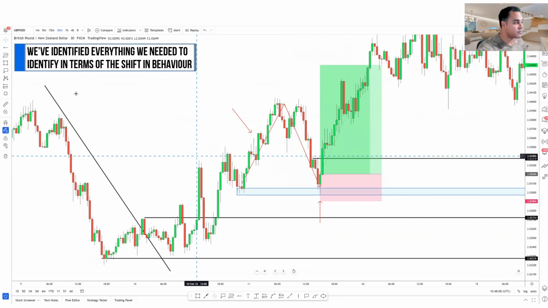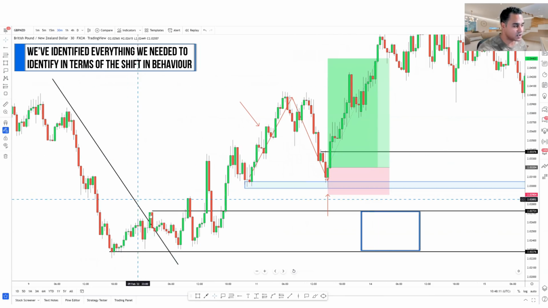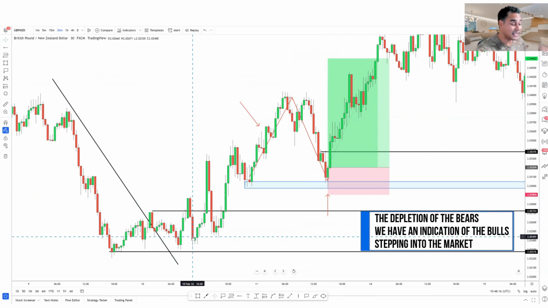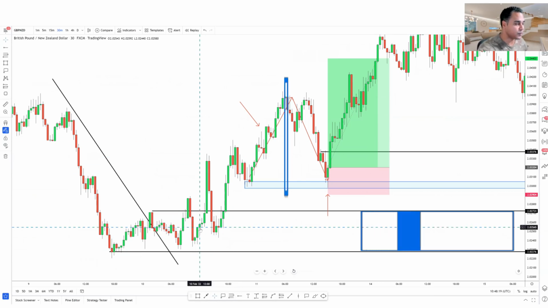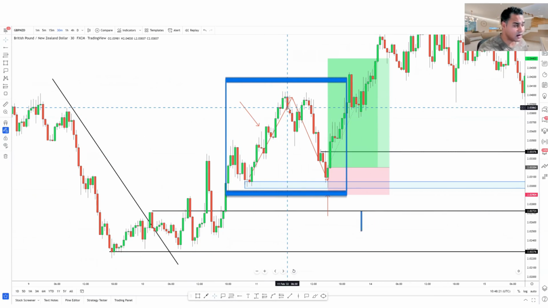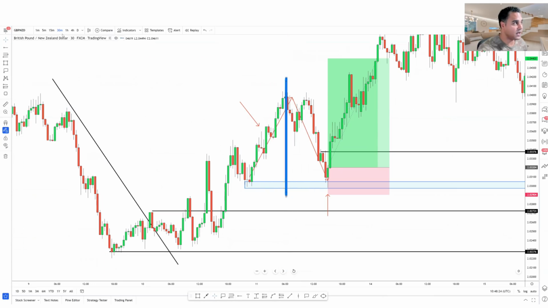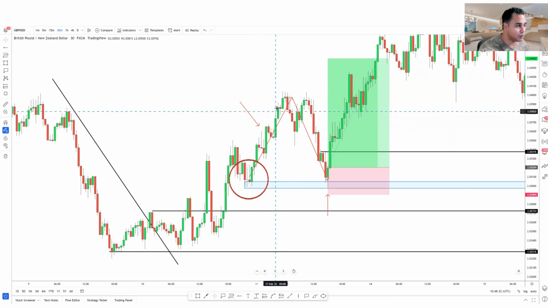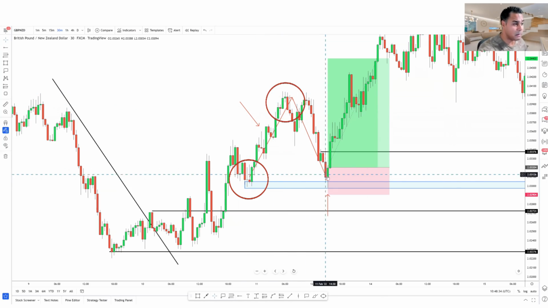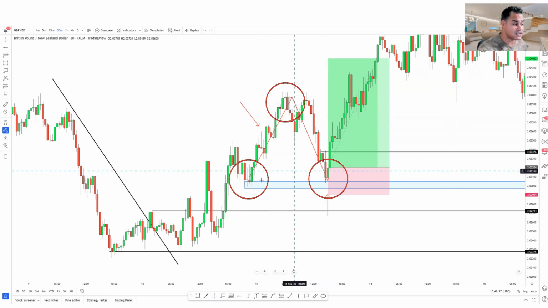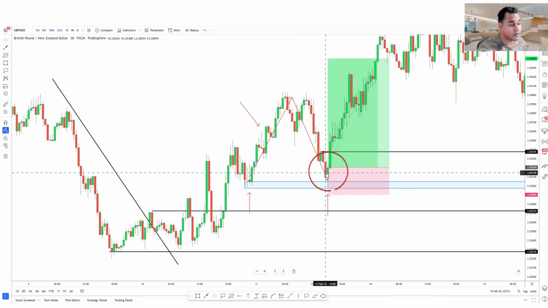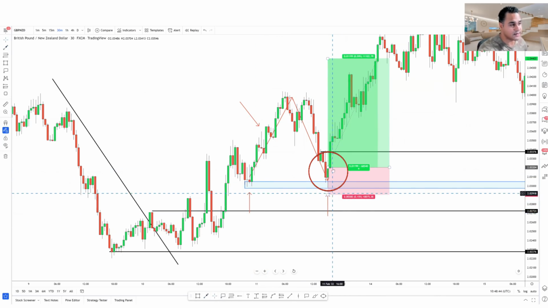We've identified everything we've needed to identify in terms of the shift in behavior, the depletion of the bears. We have an indication of the bulls stepping into the market. We have our new higher lows and higher highs being put in. We also know that the 4H time frame is pushing bullish from a trending perspective. And now we have a level in the market where we can identify the initial move that creates the high. We have price pulling back, which creates now the retest of that structure. So we can call this a double bottom pattern.